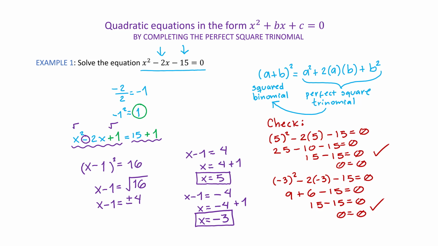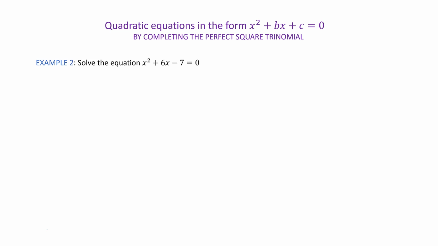Let's solve a second example. Now we have to solve the equation x squared plus 6x minus 7 equals 0. Let's check what we need in our third term in order for our trinomial to be a perfect square trinomial. We said that we must check with the second term in our equation. Take half of it, so half of 6 is 3. And then square the number that we got. In this case, 3 squared is 9.